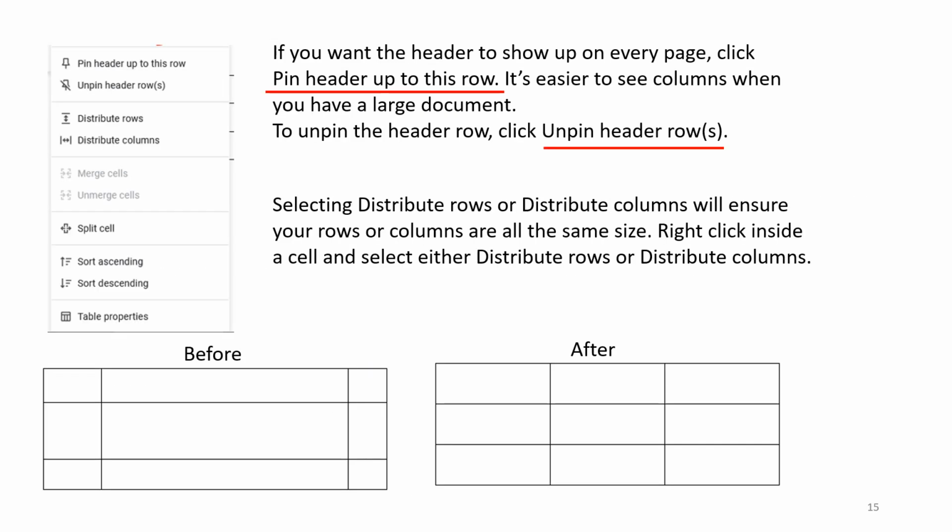If you want the header to show up on every page, click Pin Header up to this row. It's easier to see columns when you have a large document. To unpin the header row, click Unpin Header Row or Rows. Selecting Distribute Rows or Distribute Columns will ensure your rows or columns are all the same size. Right-click inside a cell and select either Distribute Rows or Distribute Columns.